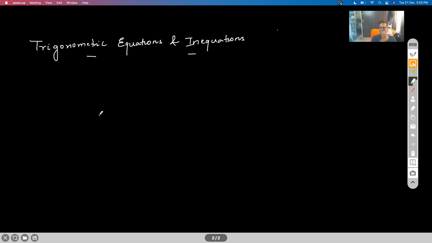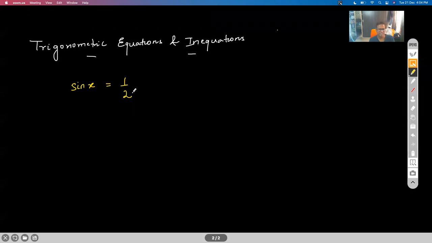In order to start with this topic, I would ask you a very simple question. Let us say there is a variable X and sine of that variable X is half. Just a simple question: sine X is equal to half. X is a variable. Now, what do you think are the possible values of X? If possible, please give me a response in radians, not in degrees. So what are the possible values of X that satisfy this equation?